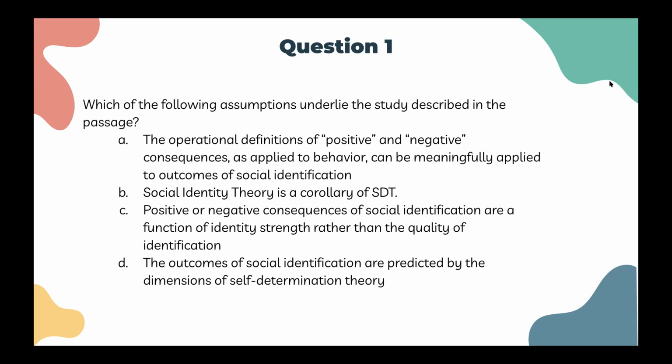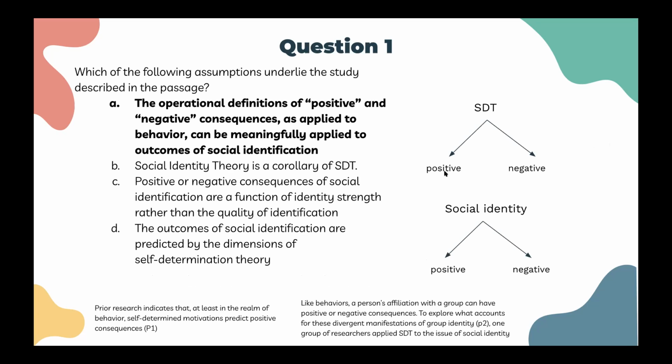All right, so this question was a little bit tricky, I'll admit that. To answer this question, we need to fully understand what self-determination theory is. As the passage states, the theory suggests that certain motivations will influence behavior. The passage also states that previous studies have found that self-determined motivations lead to positive consequences. In the second half of the passage, they're talking about how a person's affiliation with a group can influence their behavior either positively or negatively, similar to how their motivation types influence their behavior positively or negatively.